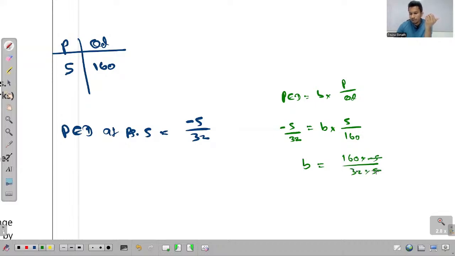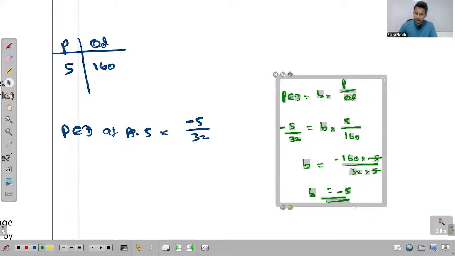So this gets cancelled with this one. Anyway, the answer is minus. Then this will be 5. Right? B is equal to minus 5. B is 5 or minus 5. Either way, you can take it, no problem. Okay, we found the value of B.